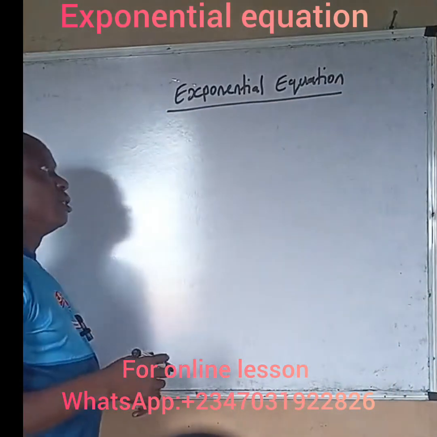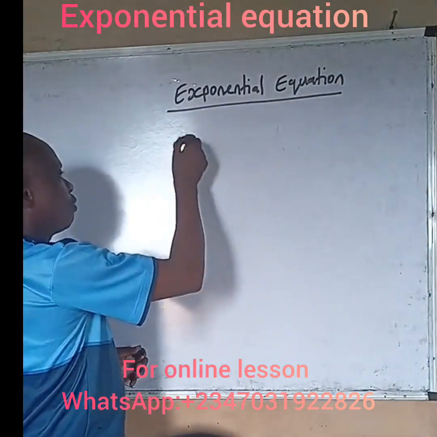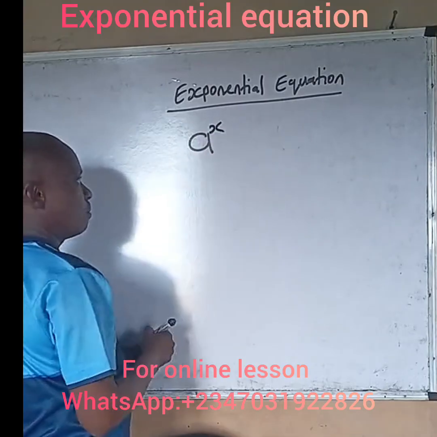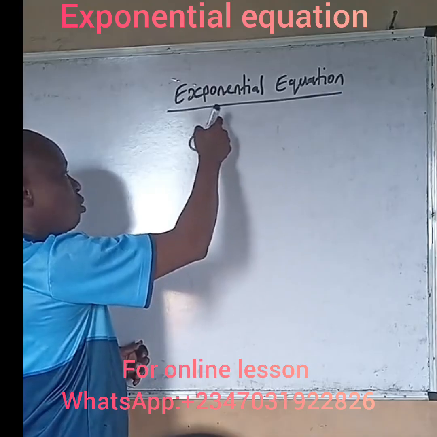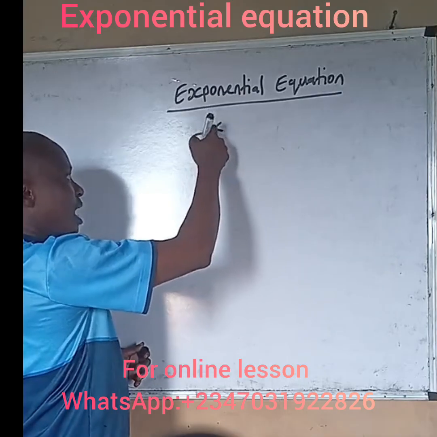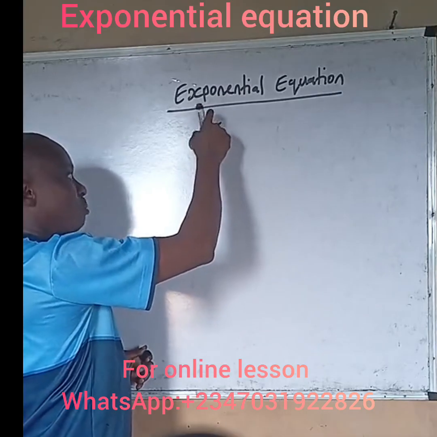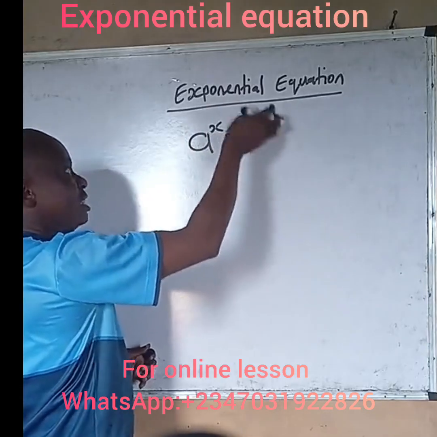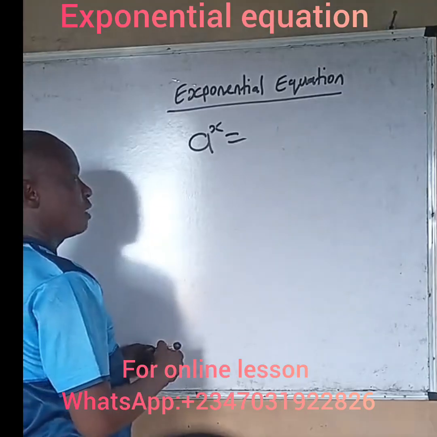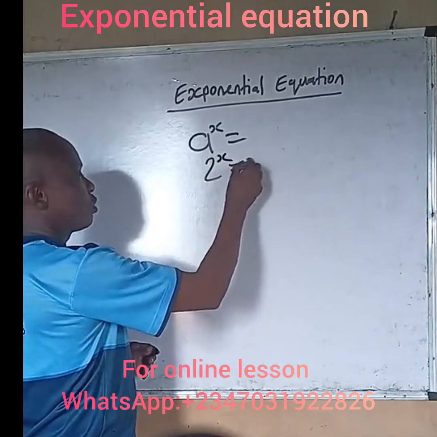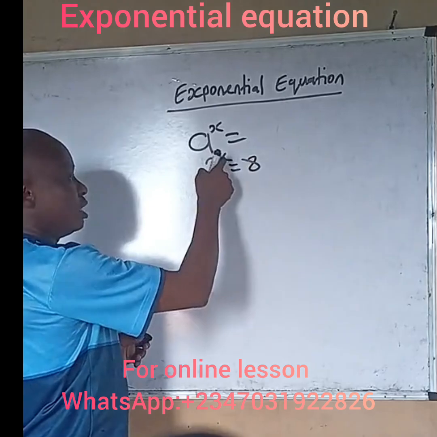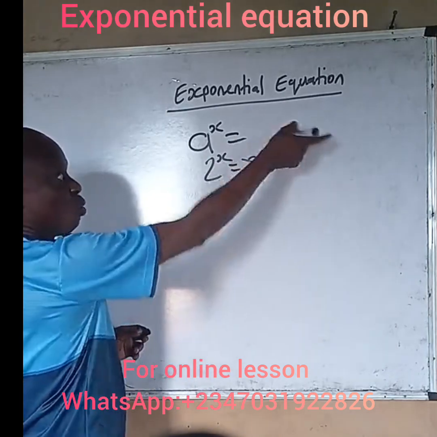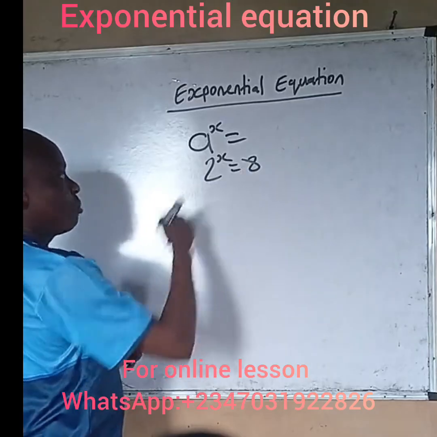What I'm trying to say is that first of all, if we have this as the base and this as the power, then once the unknown is found at the index form or the power form, and we have equal to something here, it is an exponential equation. For instance, if I have 2 raised to x equals 8, the variable now is the index. So this is an example of an exponential equation. The equation must have an equal sign.